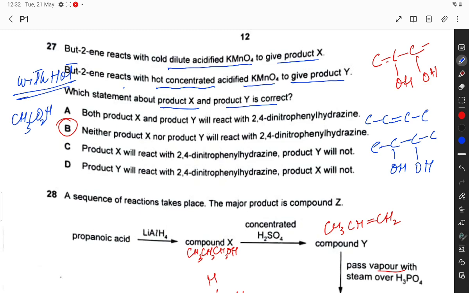Both product X and product Y will react with 2,4-dinitrophenylhydrazine. This is a carboxylic acid, this is a diol. Both cannot react with 2,4-dinitrophenylhydrazine. So this is incorrect. Neither product X nor product Y will react with 2,4-DNPH. Yes, this is correct because this is a carboxylic acid and this is a diol. Product X will react with 2,4-DNPH. Product X will react.